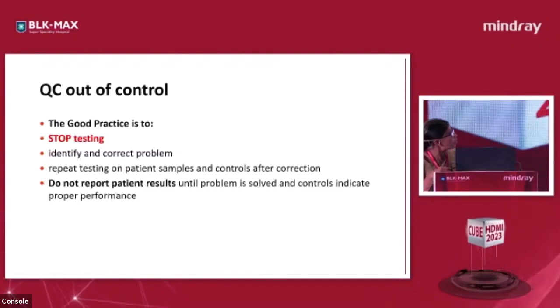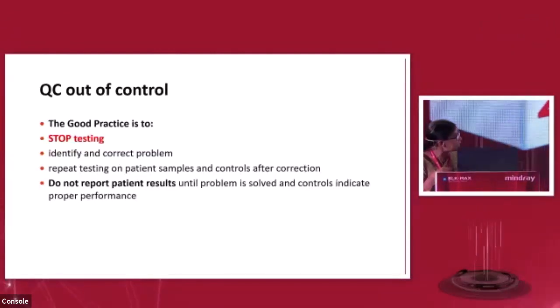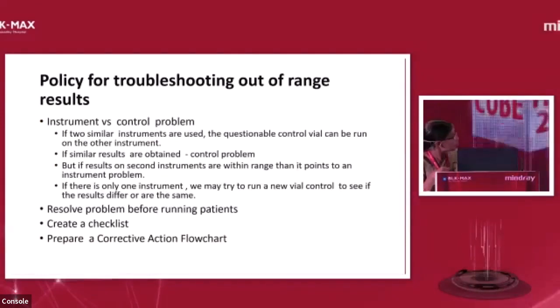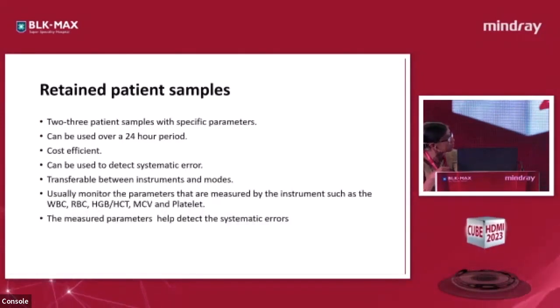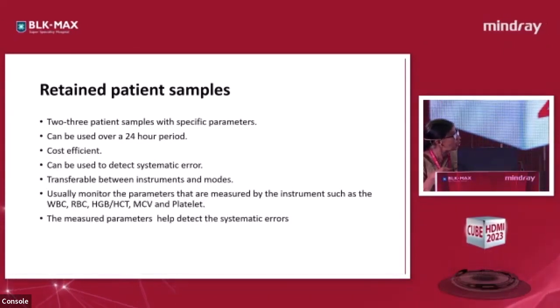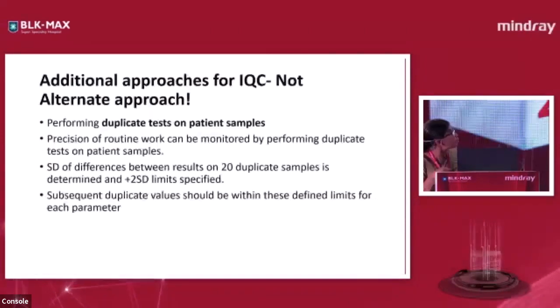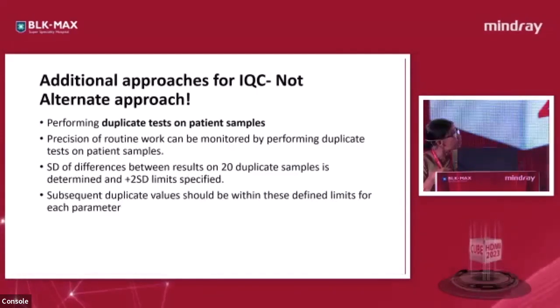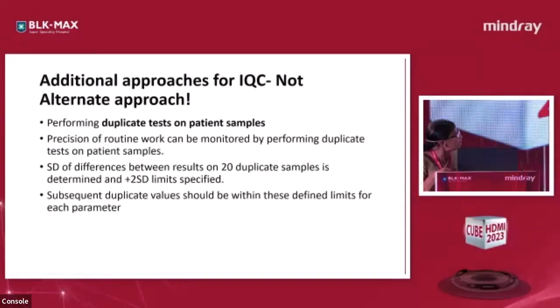When QC goes out of control, it's important to stop testing and identify the problem. Do not report patients' results. There has to be a policy for troubleshooting when results go out of range. Retained patient sample testing can contribute significantly as a part of the QC procedure. However, please note that these are additional approaches to IQC and not an alternate approach.